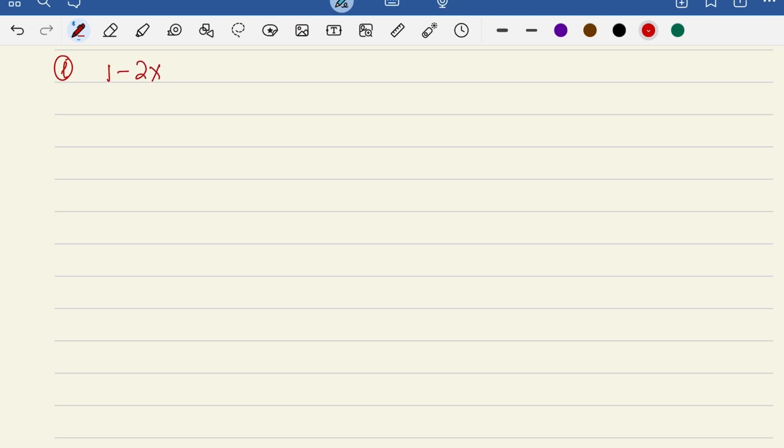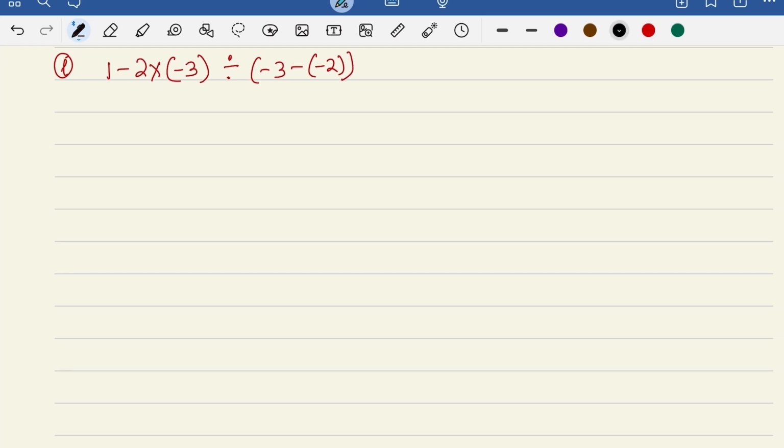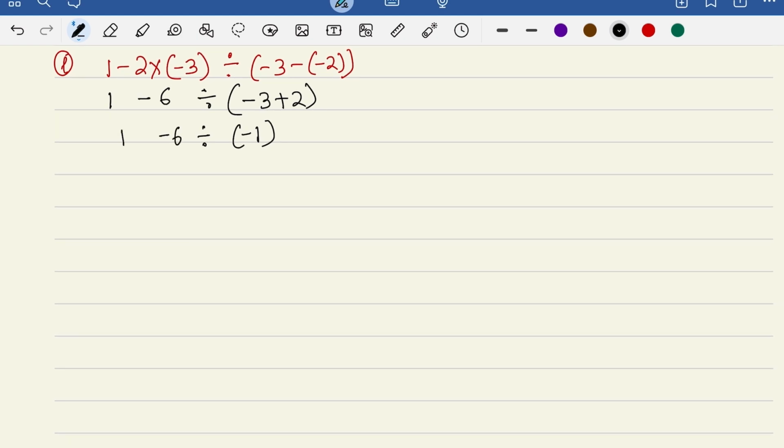L part. 1 minus 2 times minus 3 divided by minus 3 minus of minus 2, that is also in the bracket. So 1 minus 2 times minus 3, that is done first, that would be minus 6 divided by, it is under the bracket, so it needs to be solved. Minus 3 plus 2, minus 3 plus 2 would be minus 1, and minus 6 divided by minus 1.